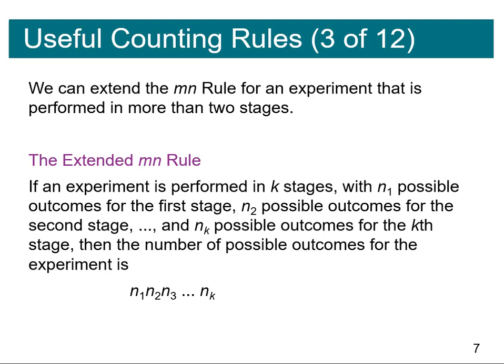And then we can extend the mn rule if we have more than just 2 stages. So if an experiment is performed in k stages, not just 2 stages, with n1 possibilities for the outcomes of the first stage, and n2 possibilities for the outcomes of the second stage, and so on, all the way out to the last stage with nk possibilities, then the number of possible outcomes for the experiment is not just n1 times n2, but it's n1 times n2 times n3 all the way out to nk.